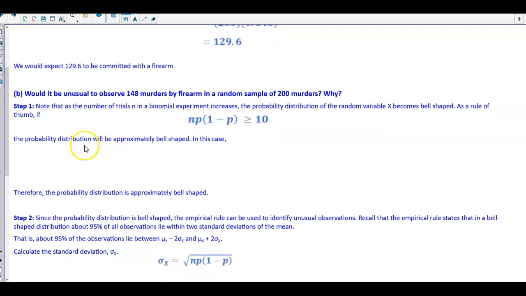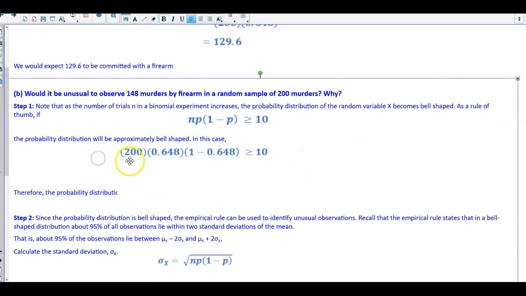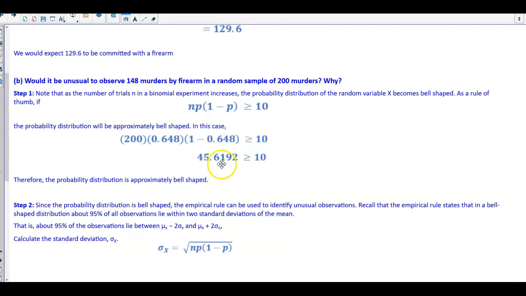Then the probability distribution will be approximately bell-shaped. So in this case, we're going to take the value of n, which again is 200, times p, which is 0.648, times 1 minus 0.648. Once we find that result, we need to check to see if it's greater than or equal to 10. So when we multiply that all together, we get 45.6192, which is greater than or equal to 10, and therefore the probability distribution is approximately bell-shaped.